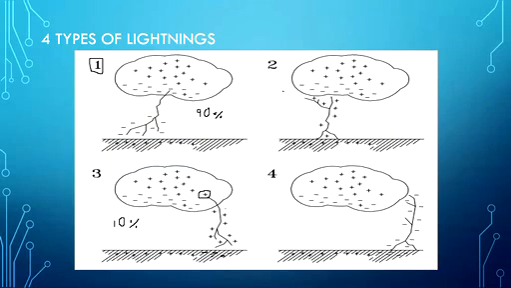There are also some other types of lightning. Lightning can be created not only from the cloud to the ground, but also from the ground to the cloud. That is the inverse direction than the other two cases.